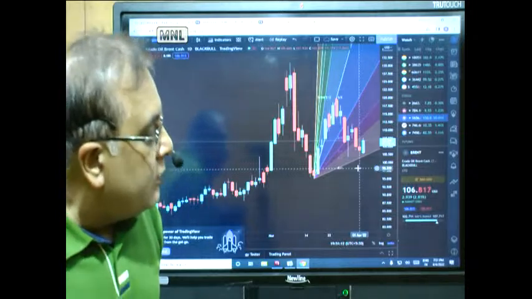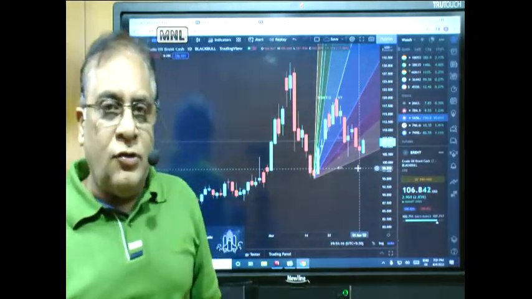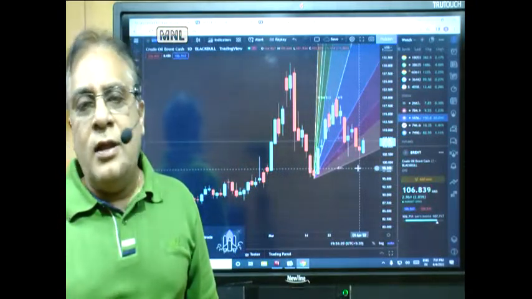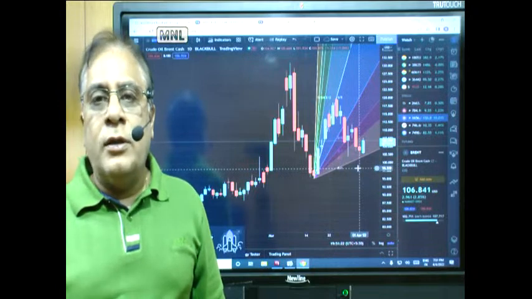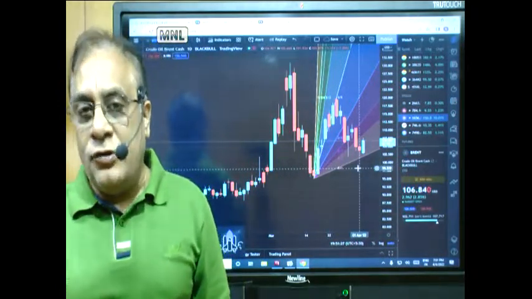This is how we use it in different charts, in commodities as well as in stocks and indices. So if you practice this Fibonacci fan, I think it will give you a very good clue regarding the important levels of trend change and also the support and resistances.